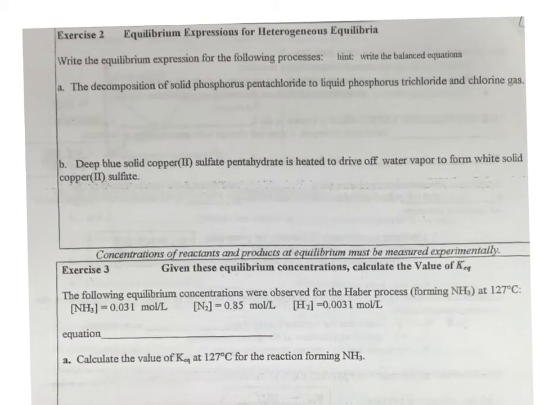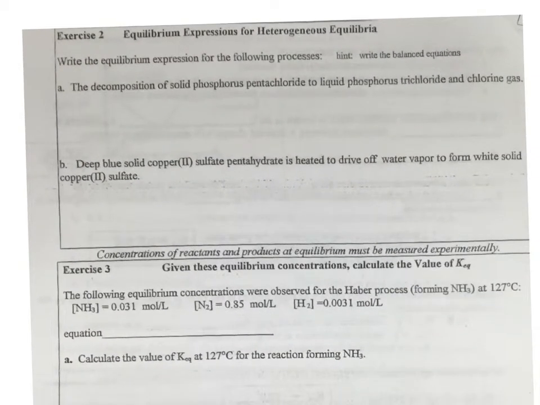All right, so looking at this, it says, write the equilibrium expression for the following processes. But first we have to have balanced equations. So the first one says the decomposition of solid phosphorus pentachloride that turns into liquid phosphorus trichloride and chlorine gas.